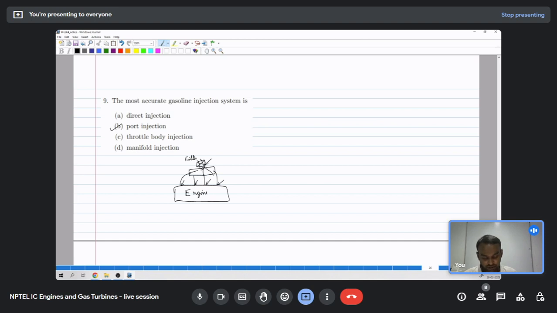In case of manifold injection, you inject into the manifold directly, and again the same problem arises. So when compared to all the systems, only in a port injection system you have precise control of the injection, and it can deliver the fuel across all the cylinders evenly.